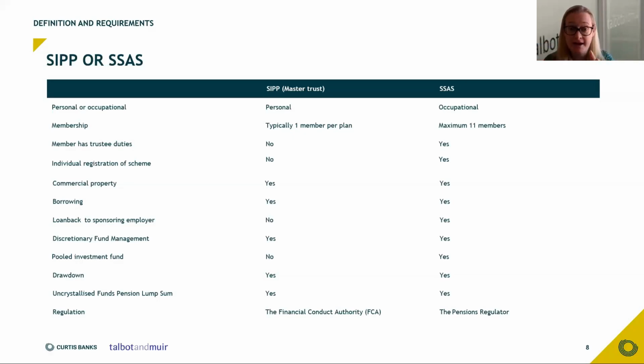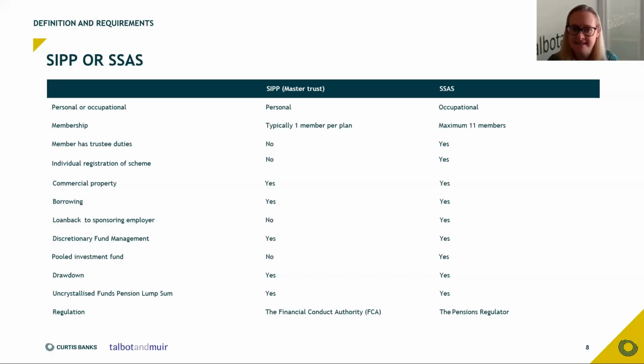So we've just brought that up to give you a bit of a reminder of the differences and then the similarities between SIP and SSAS. Without going through every single point on the chart, I think it's good to remember what the similarities are. There are similarities around investments, so commercial property, borrowing, which shouldn't be mixed up with loan back.